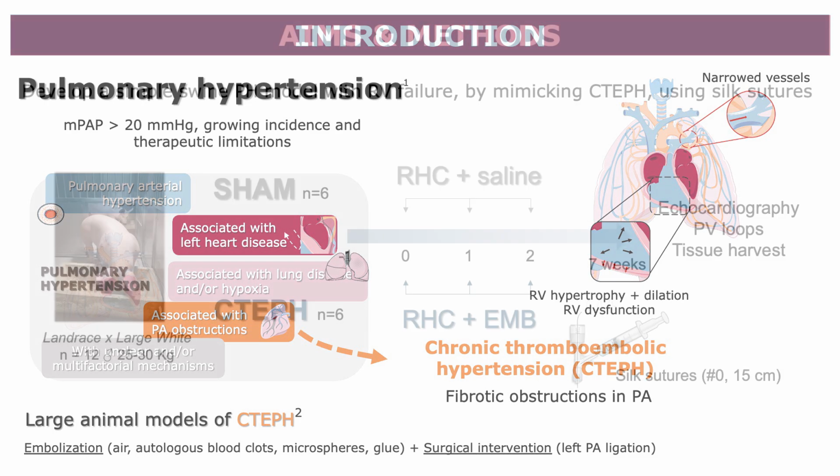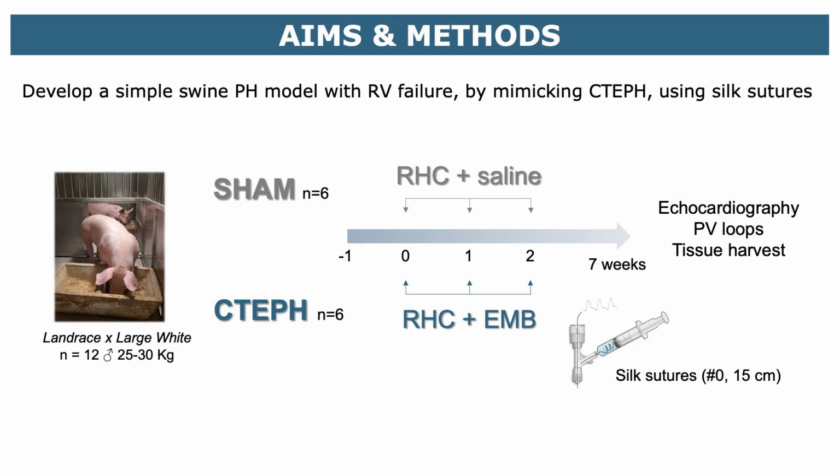So we aimed to develop a simple large animal model of PH by inducing a CTEPH phenotype, leading to severe RV dysfunction and failure. To achieve this, we used 2-month-old pigs and performed right heart catheterization weekly for 3 weeks, while continuously recording pulmonary artery pressures.